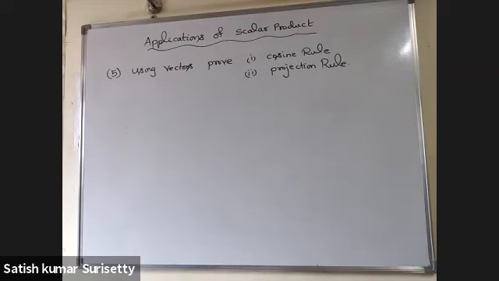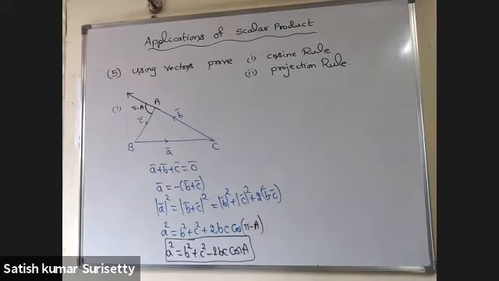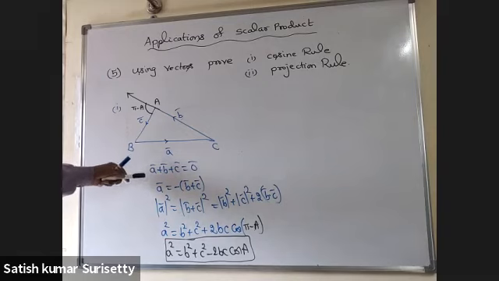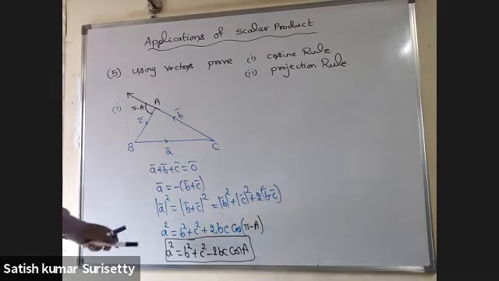Using vectors, prove first the cosine rule and second the projection rule. So in triangle ABC, we are taking BC bar as A bar, CA bar as B bar, AB bar as C bar. Then using triangular law, A bar plus B bar plus C bar equal to 0 bar. So take A bar equal to minus of B bar plus C bar, square it and expand and simplify.